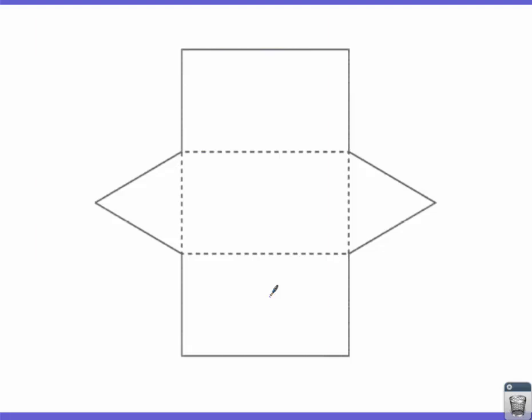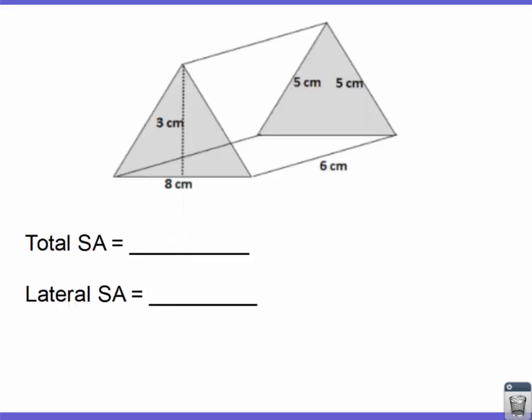Okay, so now this one would be, since the rectangles are the same, an equilateral triangle for a base. Not all triangular prisms are going to be like that. So let's see if we can find lateral and total surface area of a triangular prism. We're going to do it the same way. We're going to look at the dimensions of each piece.